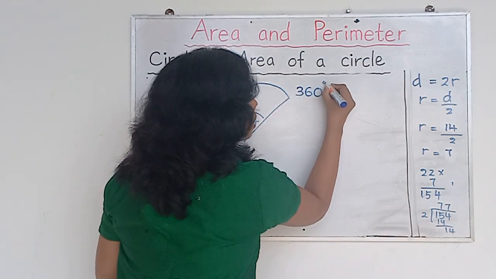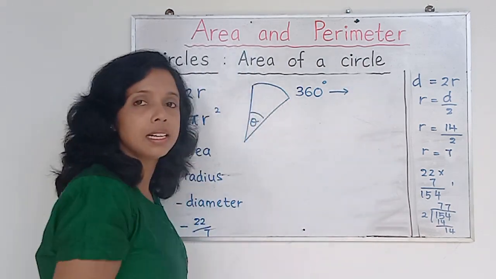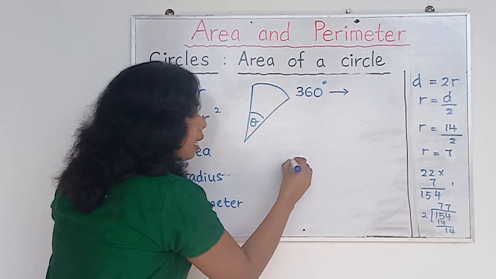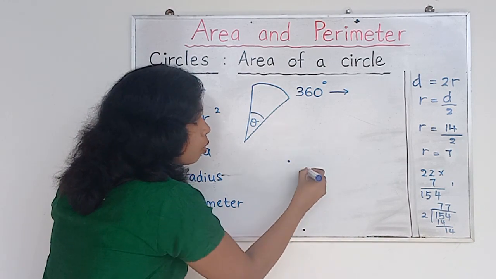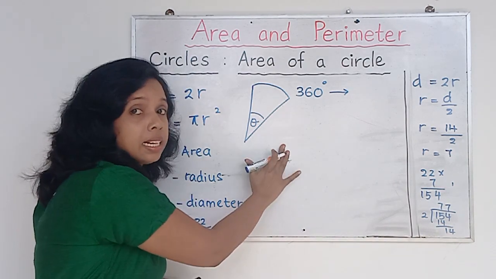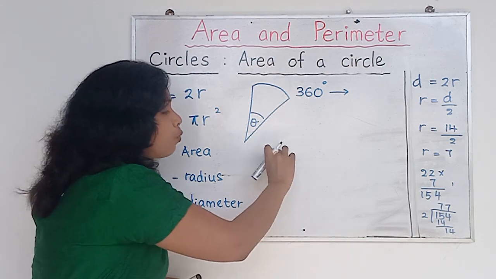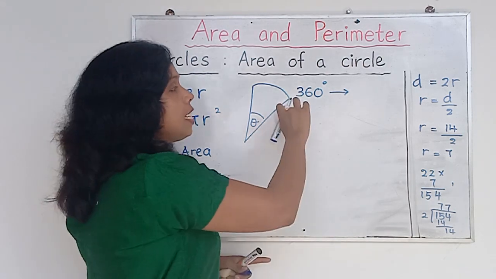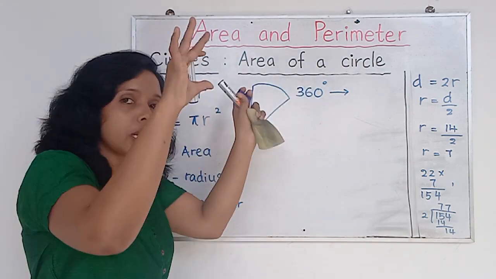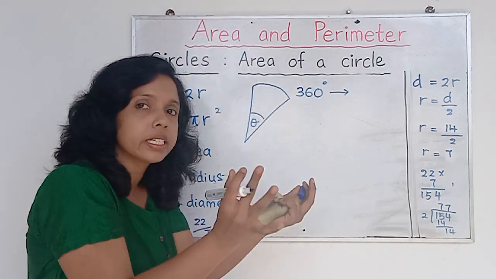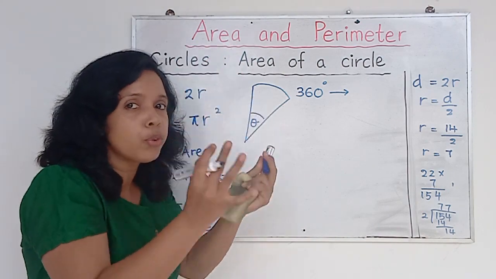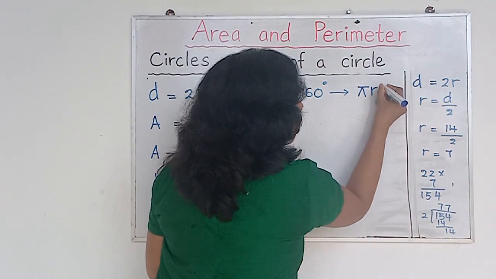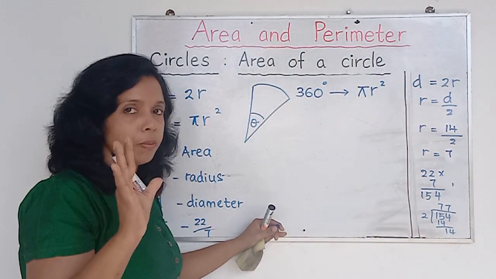360 degrees covers a full circle, right? We know angles at a point altogether add to 360. Then the full circle is 360. That 360 degrees covers a full circle. The area of a full circle is πr squared. Okay? Everybody understood?